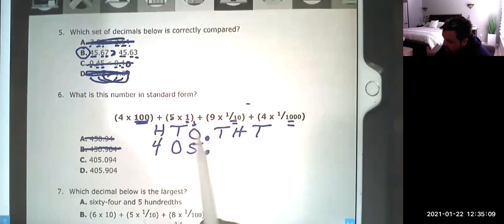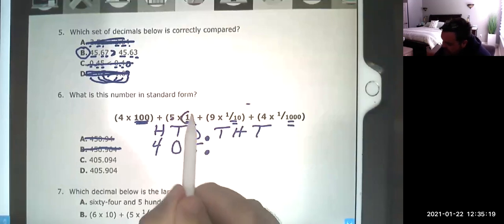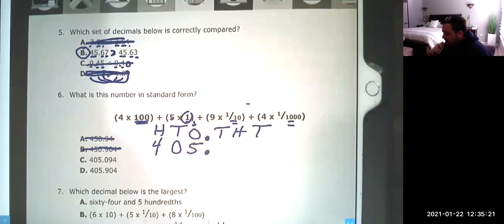But see, they're trying to trick you, because if you just take this 5 times 1 and drop it down into the next category, you'd put it right here, and then the answer would look like 450, right? So you have to pay attention to this number or you're going to get messed up.